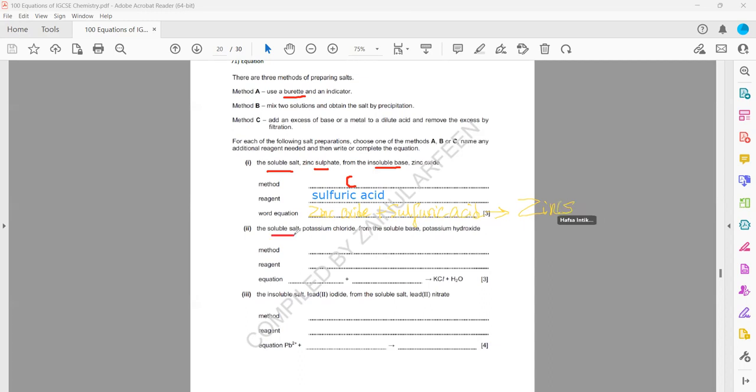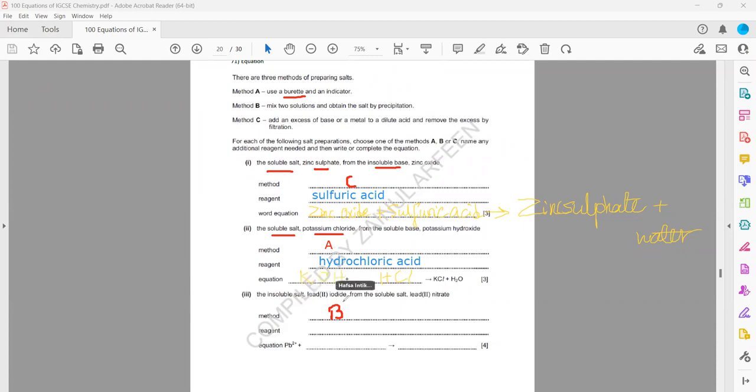The second one, we want to prepare a soluble salt, potassium chloride. So it's method A and hydrochloric acid, because hydrochloric acid and potassium hydroxide are soluble. Then the symbolic equation. Here we need HCl and KOH.